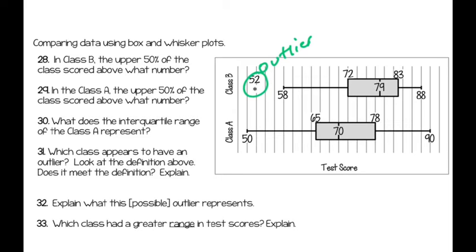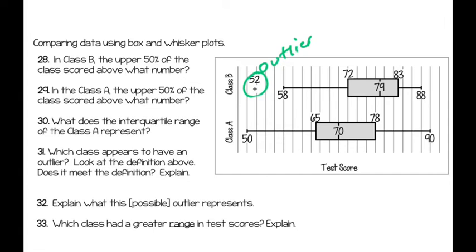Notice some things we don't know about the classes. We don't know which class is bigger. We don't know what the average score was. We do know the median score. So we do know that half the students scored below 79 in Class B and half the students scored below 70 in Class A. And then we know something about the upper half and things like that. But just keep in mind that there are some things we cannot tell from a box and whisker plot.